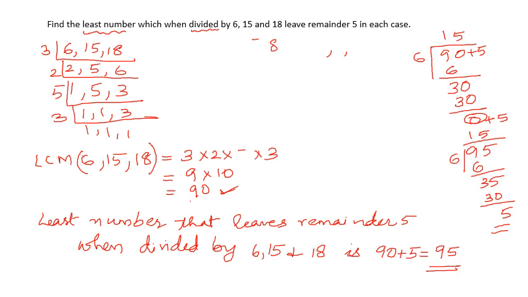Is it clear? Yes. So what we have done is we have found the LCM, but LCM was not enough. That number when divided by these three numbers, they should leave the remainder 5. So when the remainder is 5, we add that number, the remainder, to the least common multiple. Okay.